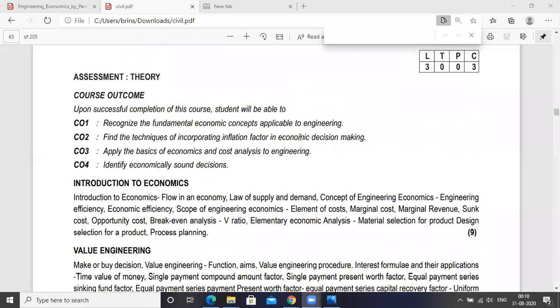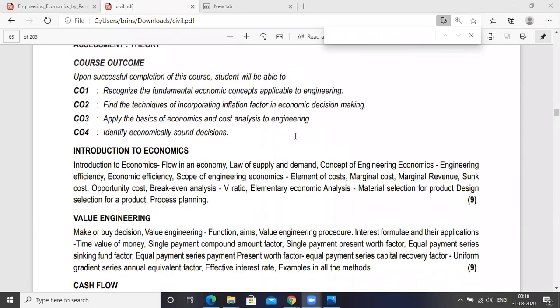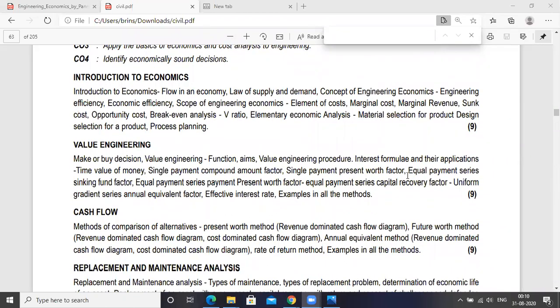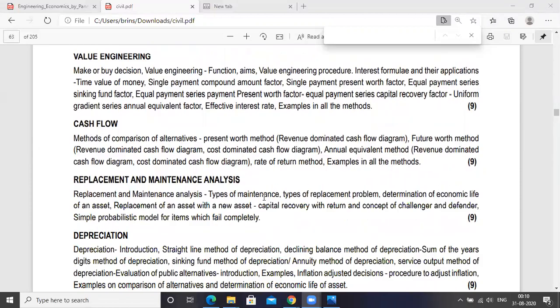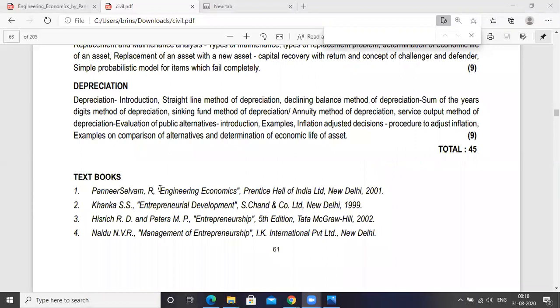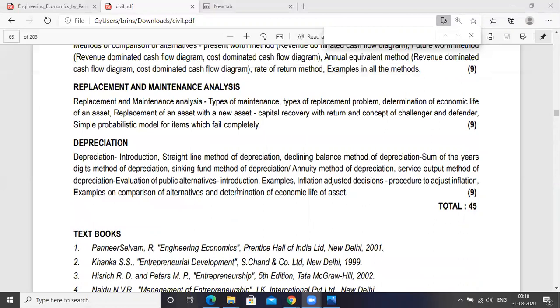Introduction of engineering economics. We will see about the equal payment series sinking fund factor, the equal payment series present worth factor, and the equal payment series capital recovery factor. I'm going to use the textbook Engineering Economics by Panneer Selvam R, which is prescribed in the syllabus.